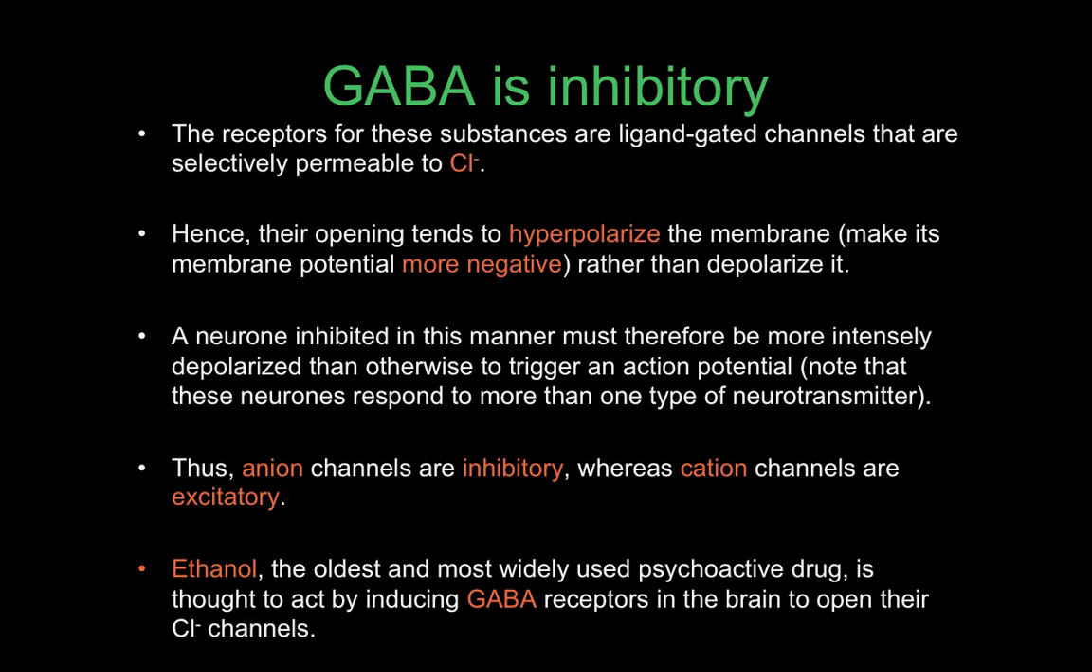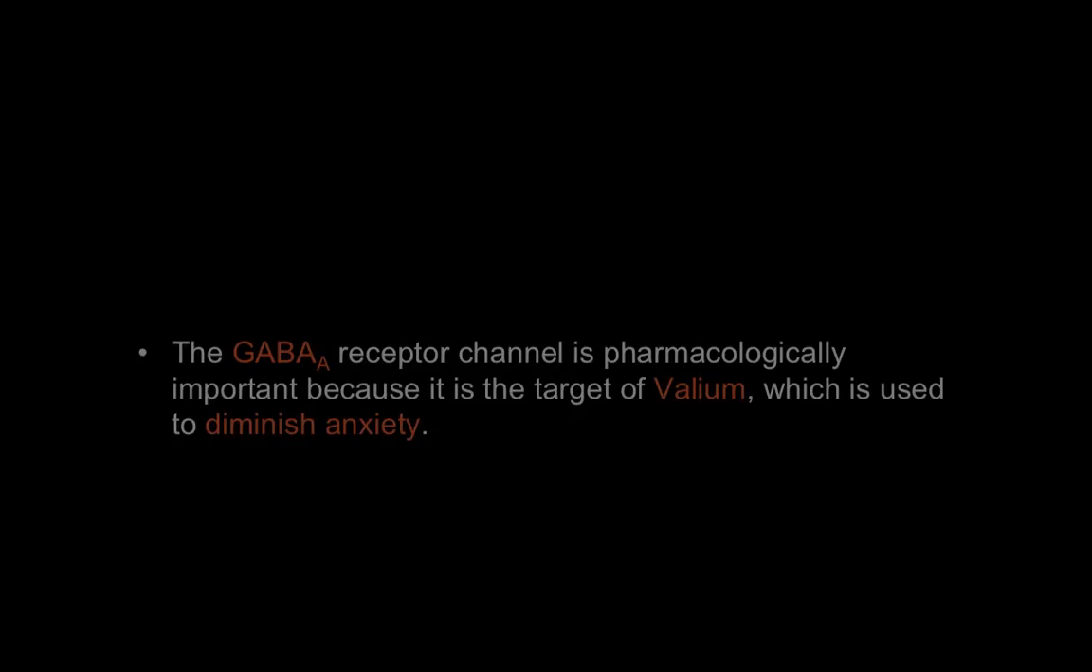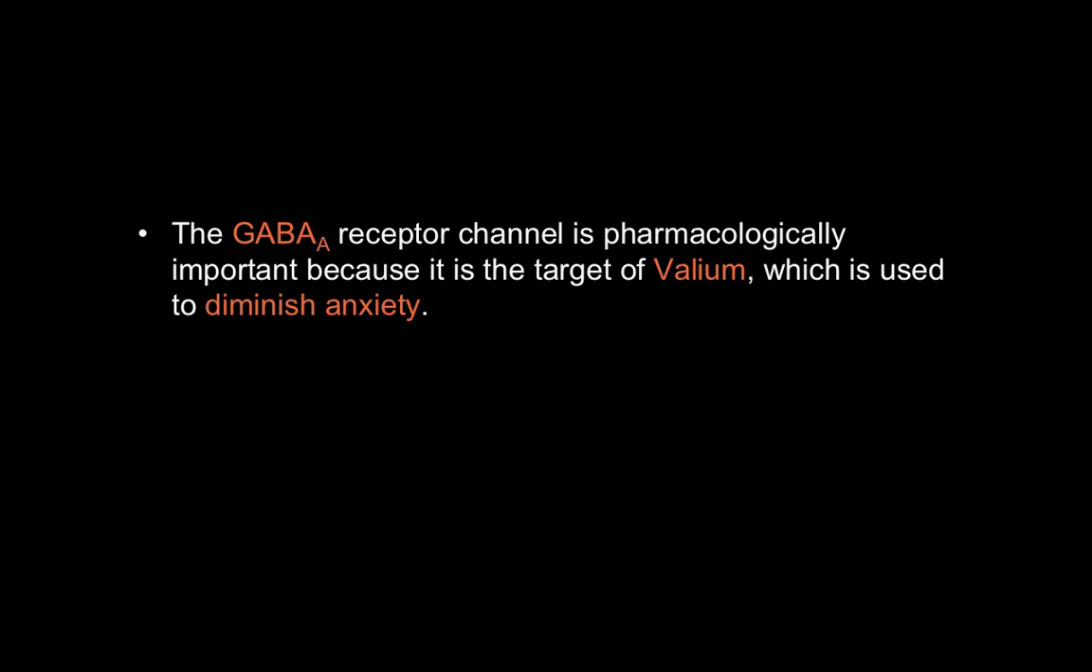And on a side note, ethanol, the oldest and most widely used psychoactive drug, is thought to act by inducing GABA receptors in the brain to open their Cl- or chloride ion channels. The GABA A receptor channel is pharmacologically important because it is the target of Valium, which is used to diminish anxiety. So a lot of these anti-anxiety drugs target the GABA A receptor.